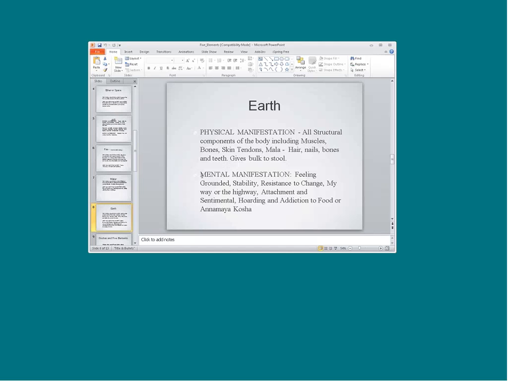Mentally, what are the manifestations of earth? Feeling grounded, our stability, our resistance to change. If someone has the attitude, it's my way or the highway, that's earth. That's stubbornness, being stubborn like a mountain. Attachment, our attachment to things, our sentimentality, our tendency to hoard, our tendency to food addictions and various types of addictions. And the Annamaya kosha, the level of understanding of consumption.